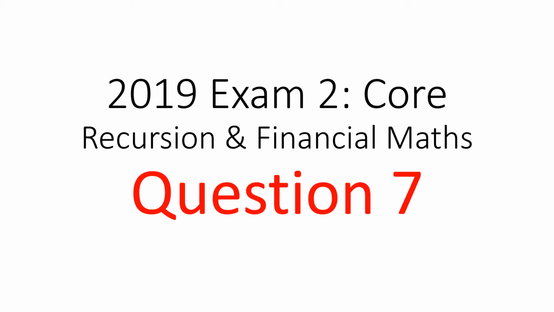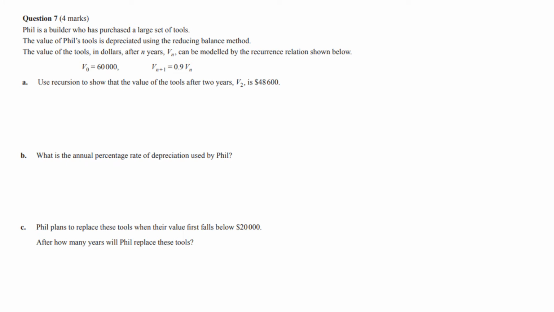2019, Exam 2, Recursion and Financial Maths, question 7. It's the first financial one, but it's question 7 of the exam. Okay, so we've got a recursion relationship, and the first thing we're going to do is show that V2 equals this. So it's a show question.